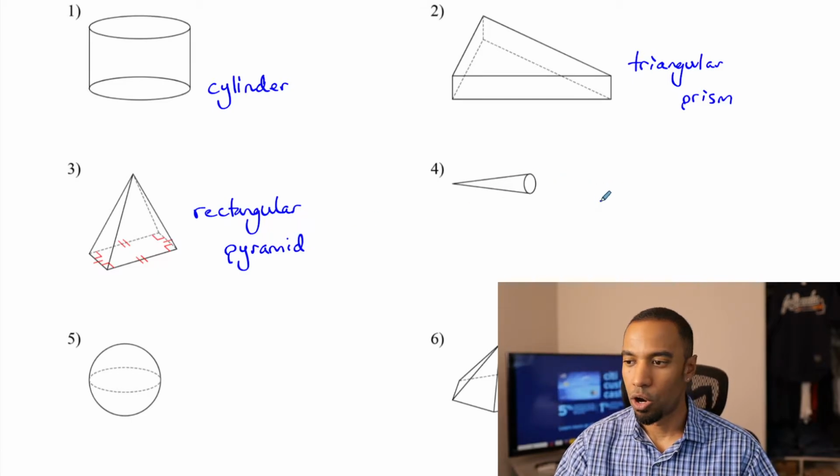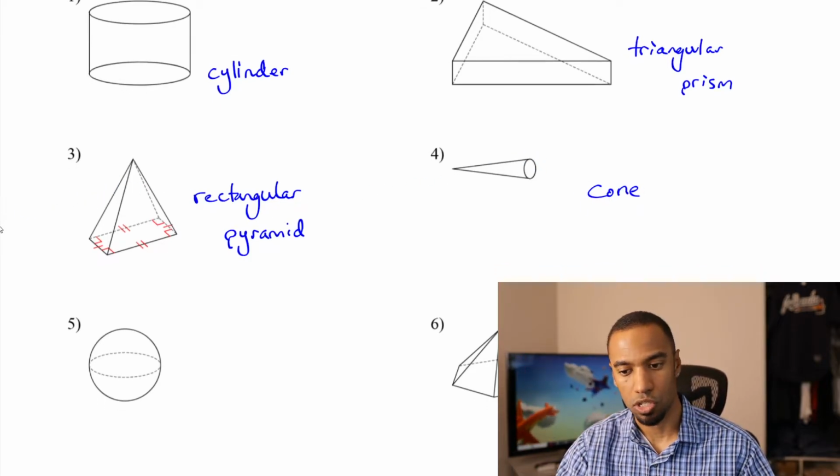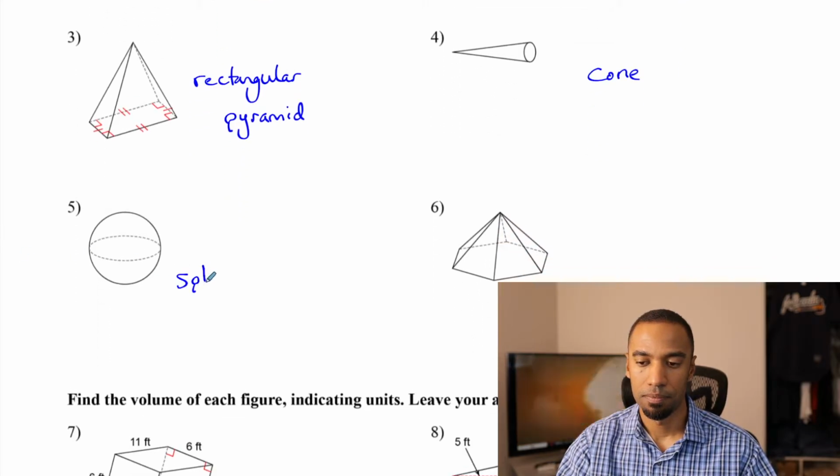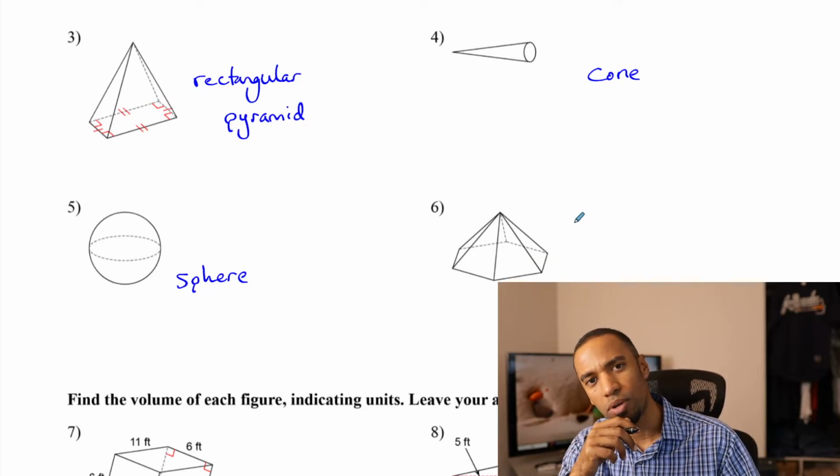Number 4 is a cone. It's basically like a circular pyramid as it has a circle base, like that. And, in that way, it's just a cone. Number 5 is a sphere. And number 6 appears to be a pyramid as well, but remember, we name it based on its base.